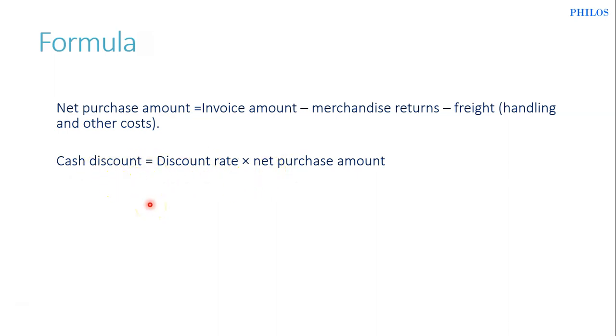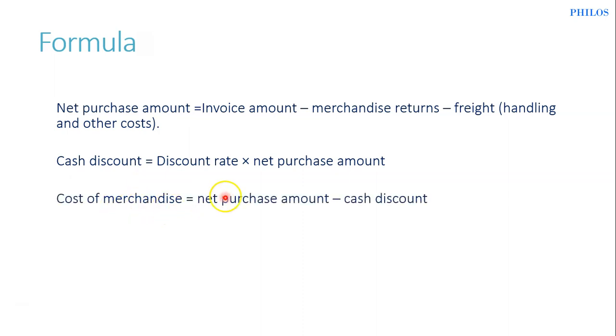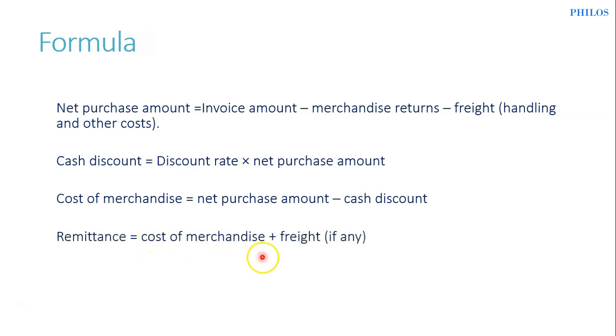Then another formula you need to know is the formula for cost of merchandise, which is equal to net purchase amount minus cash discount. Okay, the net purchase amount minus the cash discount to give you the cost of the merchandise. And then another important formula you need to know is the formula for the remittance. That's what the buyer pays. Okay, so the formula for the remittance is cost of the merchandise plus the freight, if any.